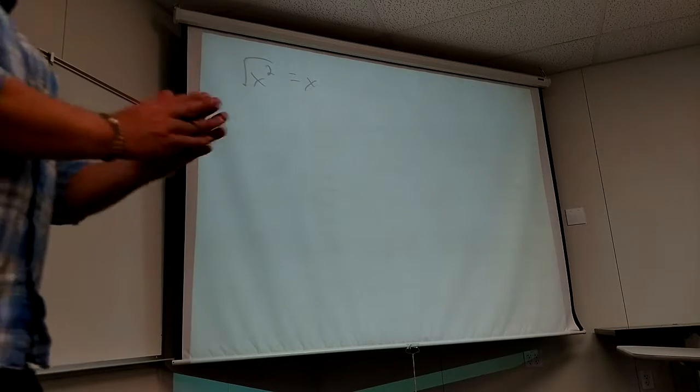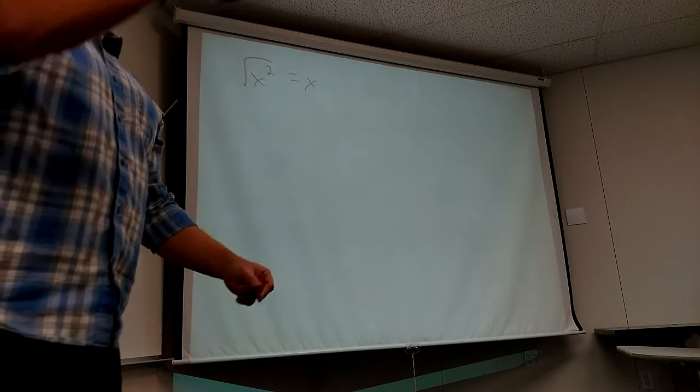Why are there multiple answers to that? Because you don't know what x is. So if you just say the square root of x squared is x, why is that wrong? Can somebody give me an example that shows that's wrong? What if x was, of course, what can a square root not be?